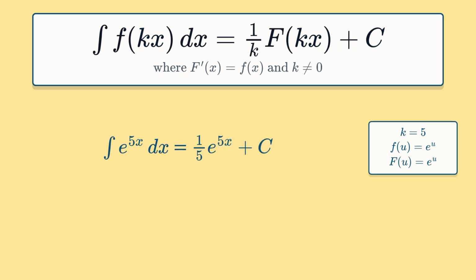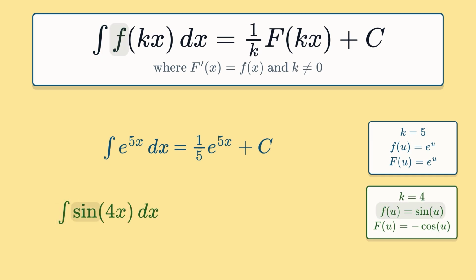Because in the chain rule, when we're doing differentiation, we'd be multiplying by 5. So when we're taking the antiderivative, we are going to be dividing by 5, going the other direction. Similarly, the integral of sine of 4x dx is going to be equal to negative 1/4 cosine of 4x plus c. Because the antiderivative of sine is negative cosine, we keep the 4x as is, and we divide by the constant multiplied by our variable.